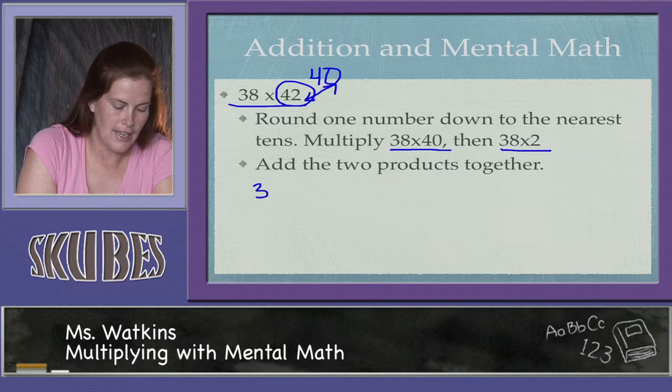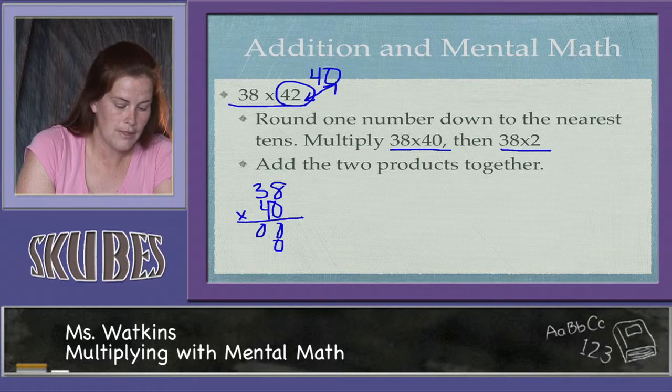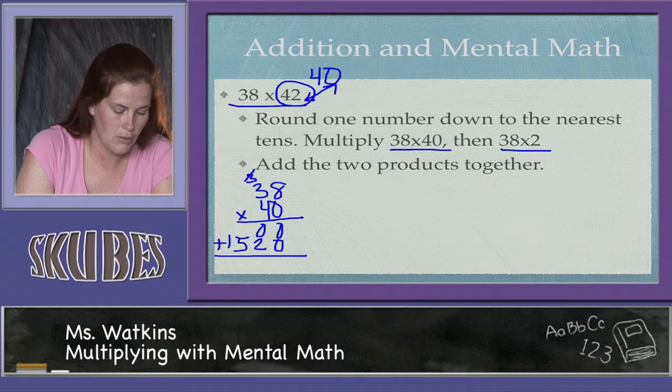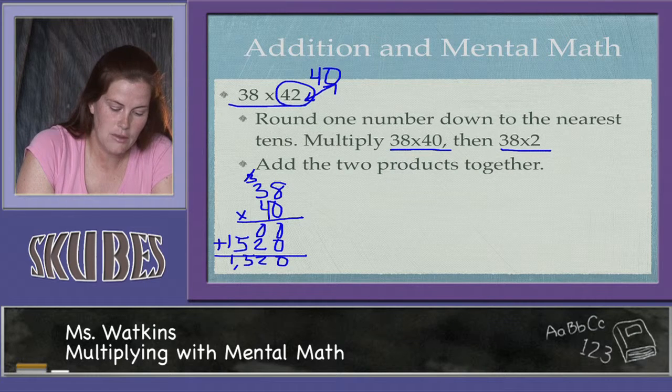So let's see, 38 times 40. 0 times 8 equals 0. 0 times 3 equals 0. Write down our 0 to hold our ones place. 4 times 8 equals 32. Write down your 2, carry your 3. 4 times 3 equals 12, plus the 3 you carried equals 15. So I have 1,520. And then I need to multiply 38 times 2.